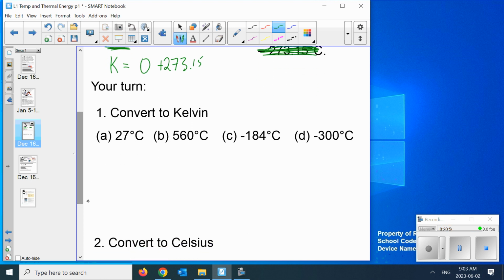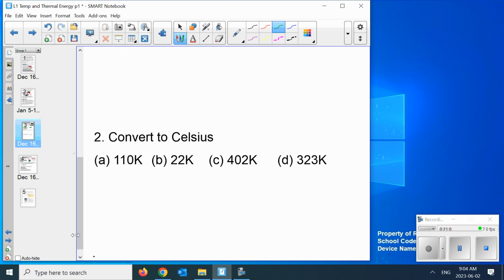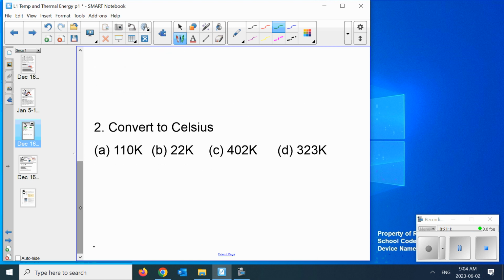Your turn. If you've got Celsius readings and you want Kelvin, you're going to add 273. ABC, remember, to convert to Celsius, you're going to subtract 273. These are pretty quick, so I just want you to do the first two of these, A and B. I'll give you a moment here to do this. I'll pause. Add 273, or 273.15 if you wish, but just 273 is fine, because significant-digit-wise, we're not going into the decimal.